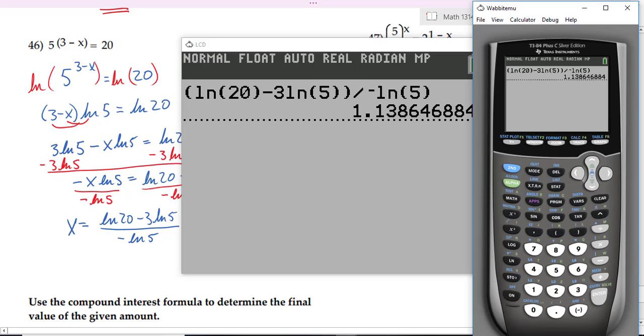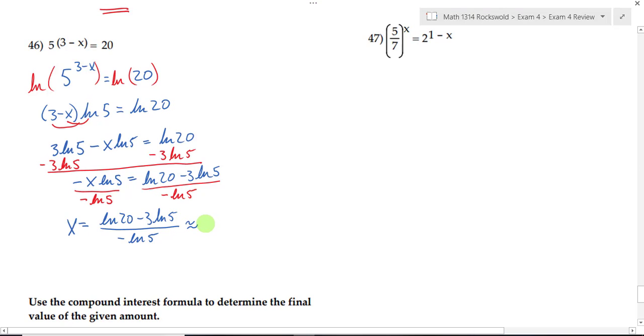1.139 if we're rounding to 3 decimal places. So this is approximately equal to 1.139. If I ask for the exact answer, this is what I want. If I ask for a decimal approximation, this is what I want.